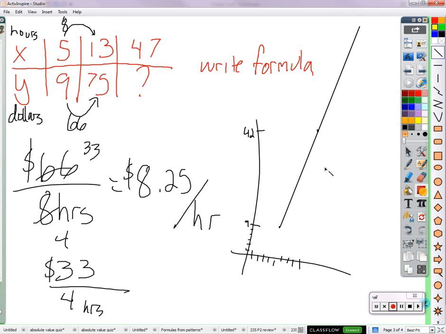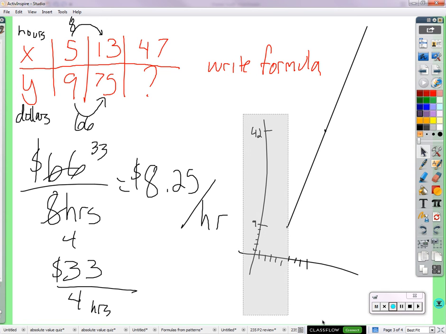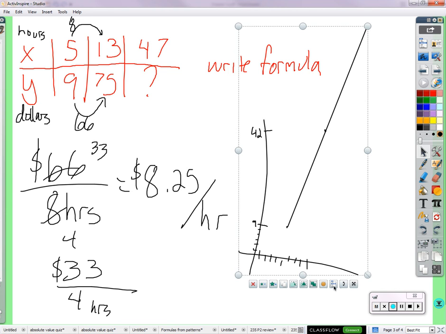If I were to draw a line between these points, I can project this into the future. Just go anywhere on the line, and it will tell me the hours and the dollars from that point on the line. But we don't really need to worry about that, I'm just giving you a vision of the future.